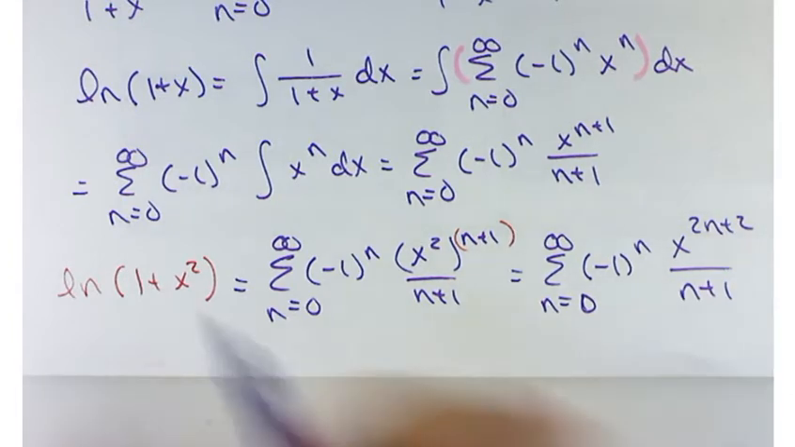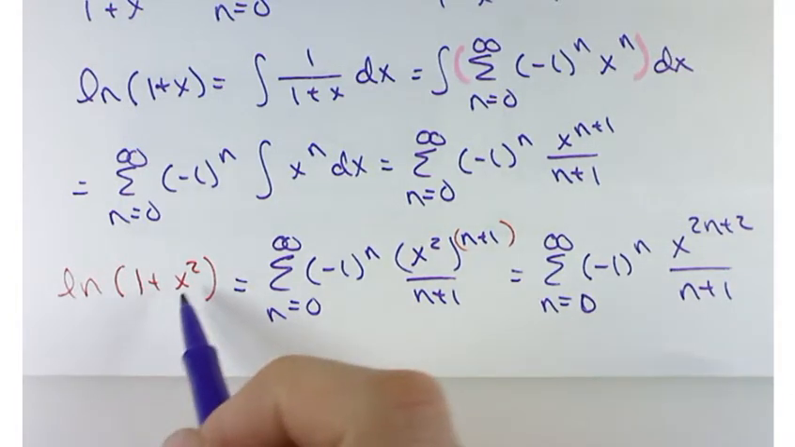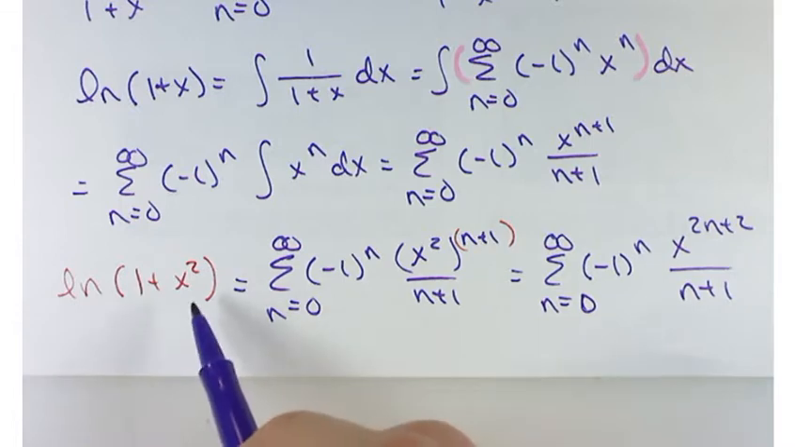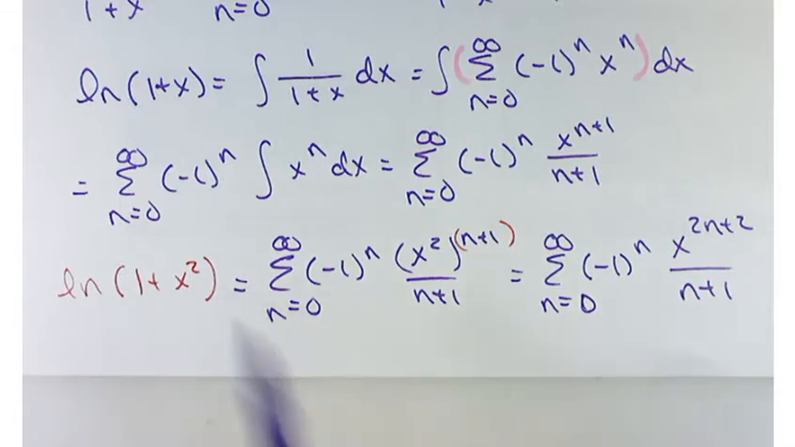Good question. Now, we can get away with this because substituting this in isn't shifting the center. The center is still 0. So that's okay. If the center of this was going to be something different, then, wow, that'd be a whole nother mess. But we're okay on that one.